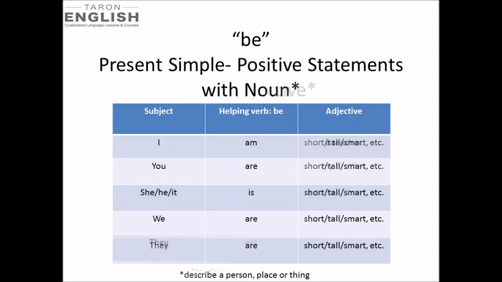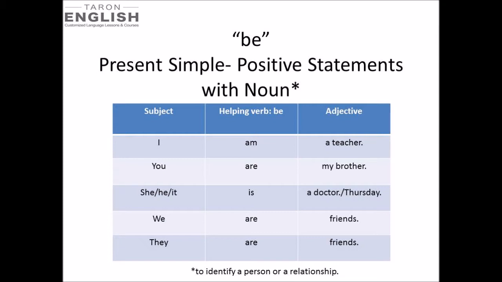Another thing you can use this with are nouns, and this identifies a person or a relationship. So I am a teacher. Teacher is a noun. You are my brother. She is a doctor, or also it is Thursday. Days of the week are nouns. We are friends, and they are friends.